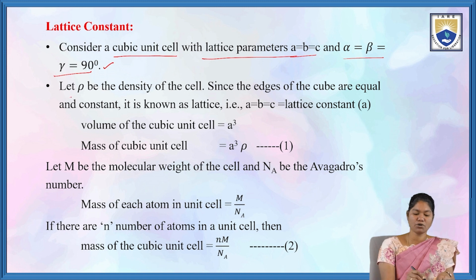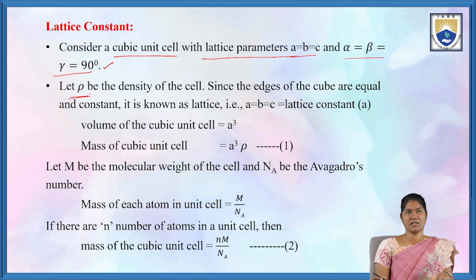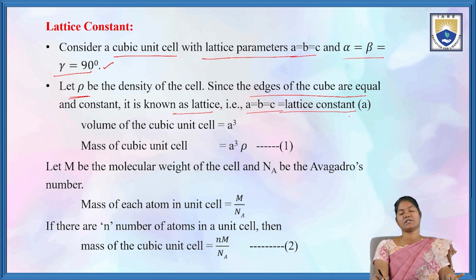Then let rho be the density of the cubic unit cell. Since the edges of the cube are equal and constant, it is known as lattice constant. So a is equal to b is equal to c, that is equal to the constant a, the lattice constant.